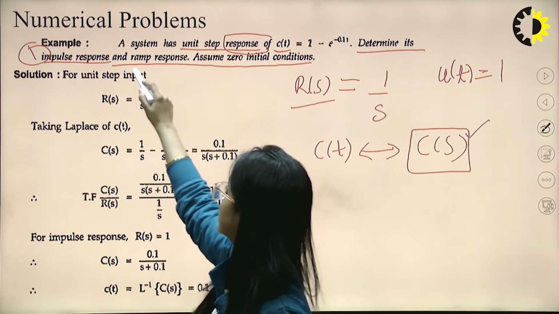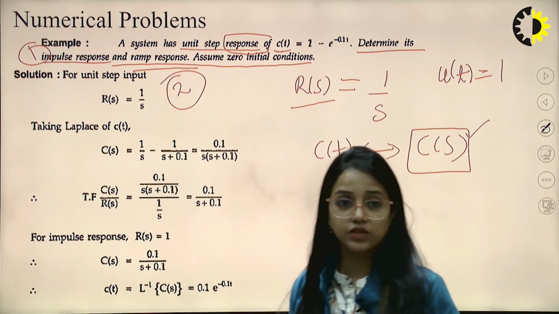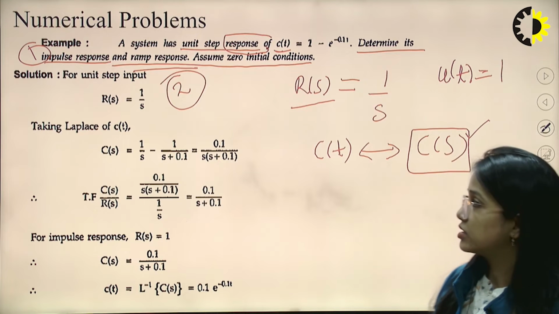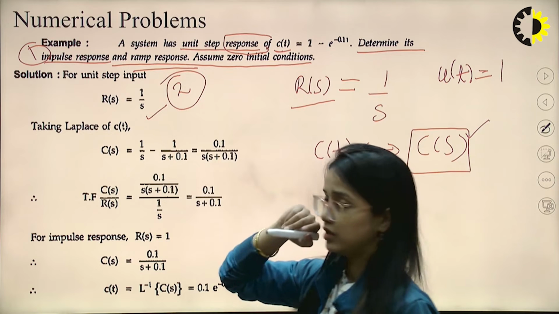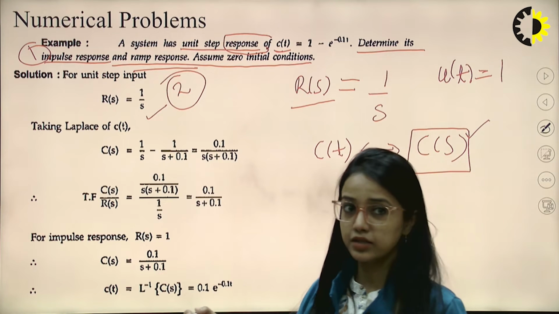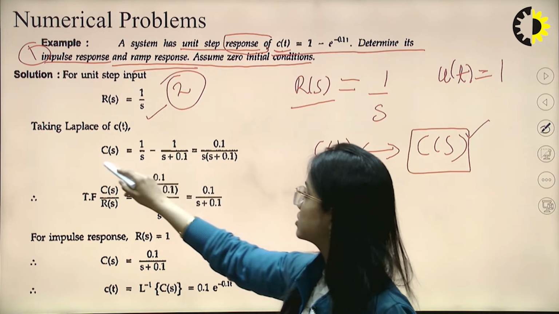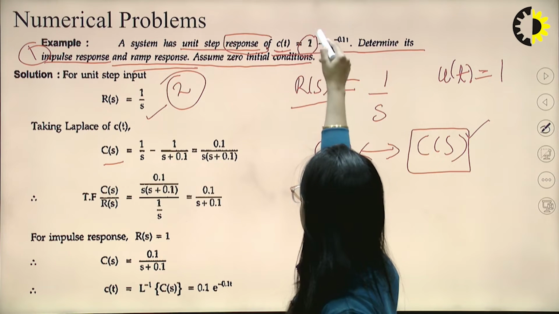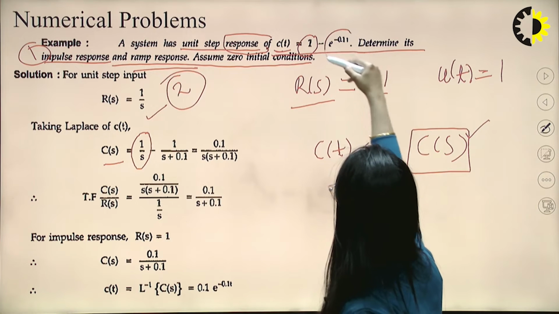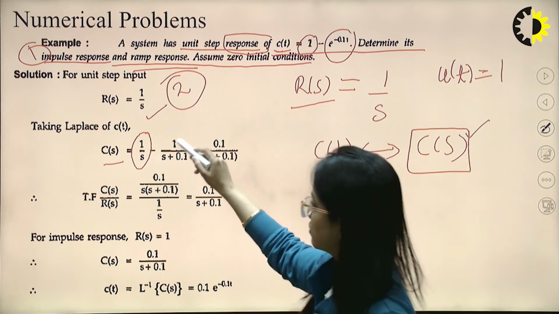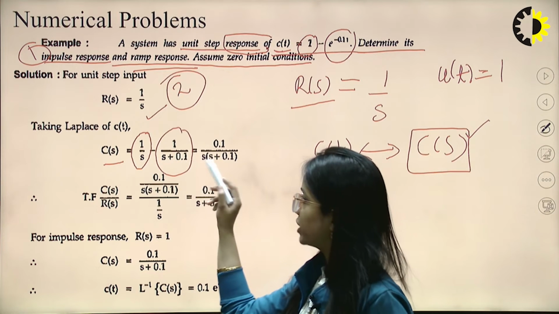Secondly, when the input becomes ramp, problem number 2. So this is all we are supposed to do. Let's take it step by step. We have declared that the input is unit step, so RS is 1 by S. Taking Laplace of this CT value, we have CS equal to 1 by S from here, and then e raised to the power minus 0.1 t gives out the second term, 1 upon S plus 0.1.